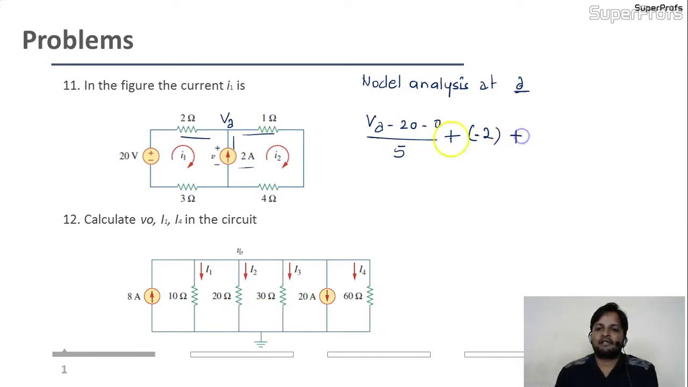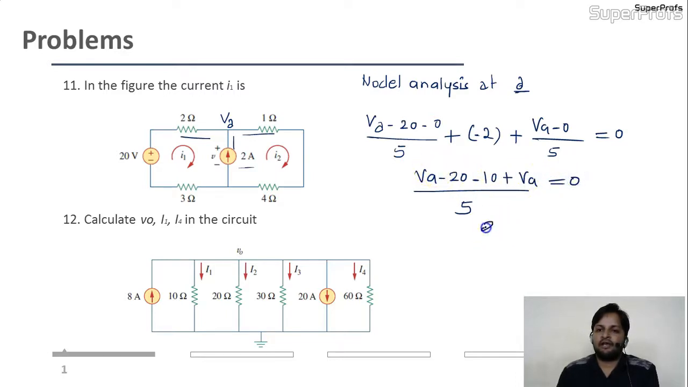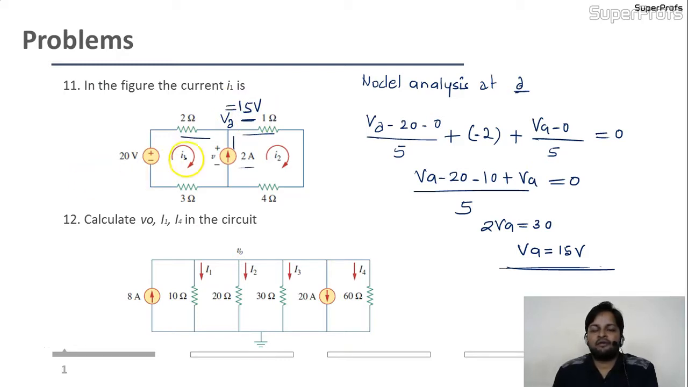Next, this branch: VA minus 0 divided by 1 plus 4, it's 5 again, equal to 0. Only one unknown, one equation. You can take 5 as LCM. VA minus 20, this is the minus sign, 10 plus again VA equal to 0. 2 VA equal to 30. Finally, VA equal to 15 volt. Once you find this VA value, 15 volt, you can find anything in the circuit. Now, you can find I1 and I2 as well.